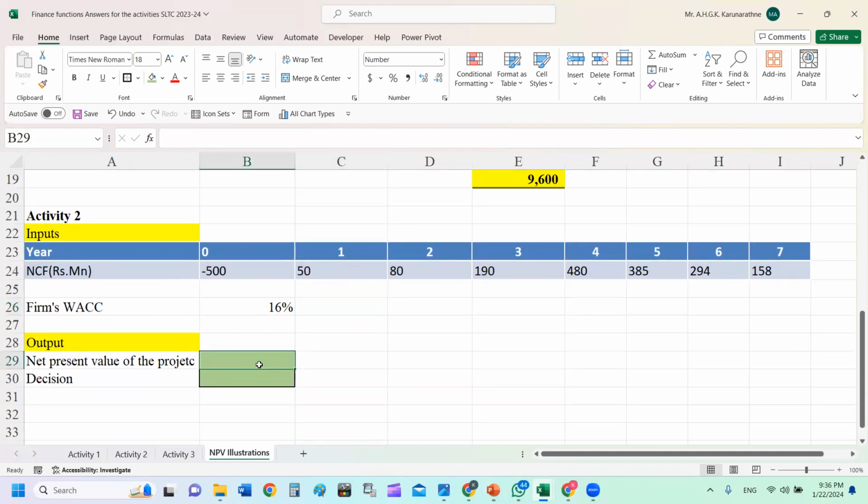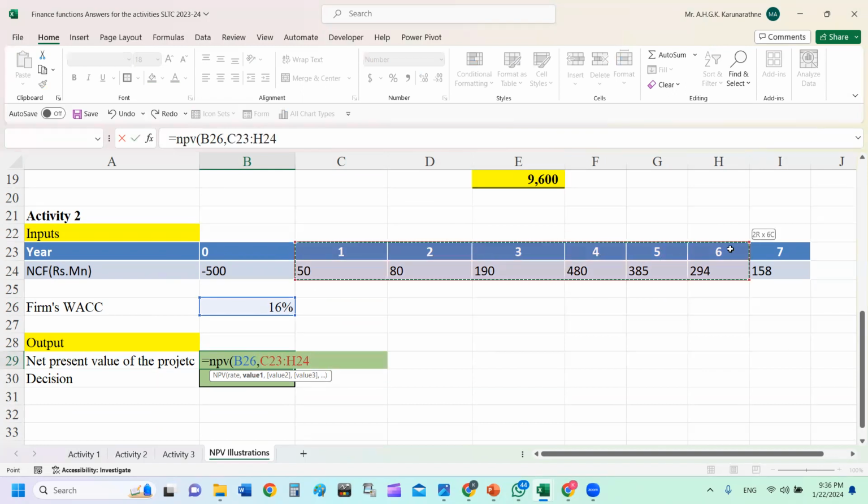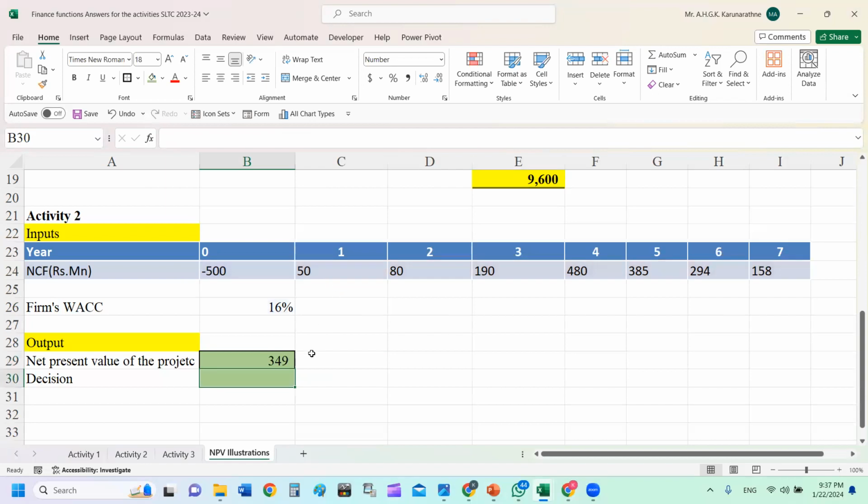Very easy, right? NPV formula: open bracket, and first give the rate, then a comma, then show the cash flows from year one onwards, and close the bracket. As I told you, the basic NPV formula is not in a position to give the NPV, because it has not considered the initial outflow. So now add the initial outflow like this, and then the NPV is possible.